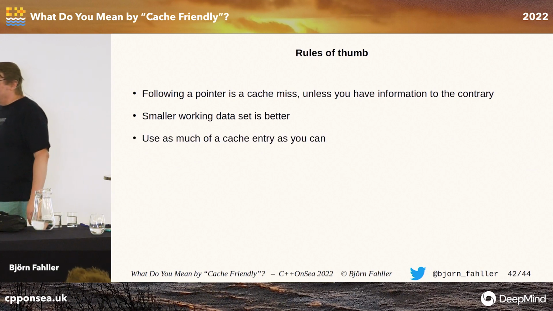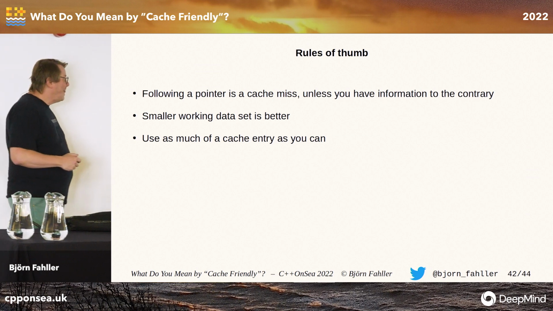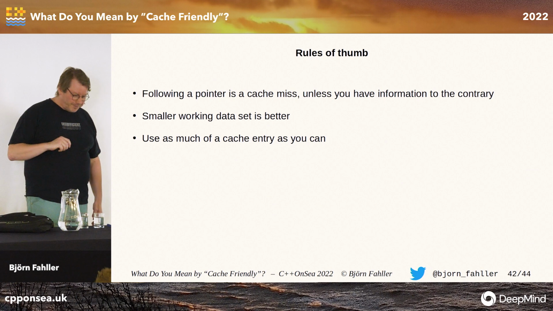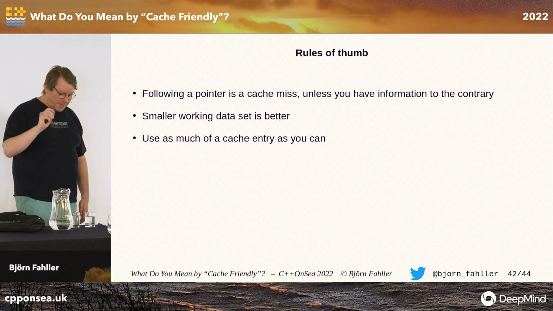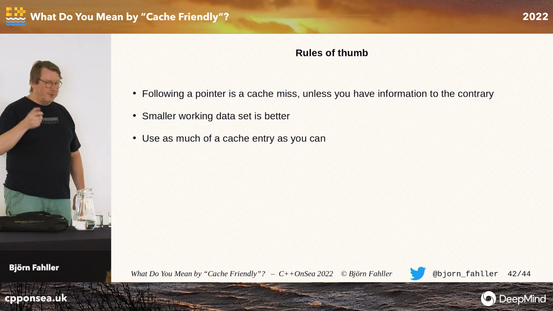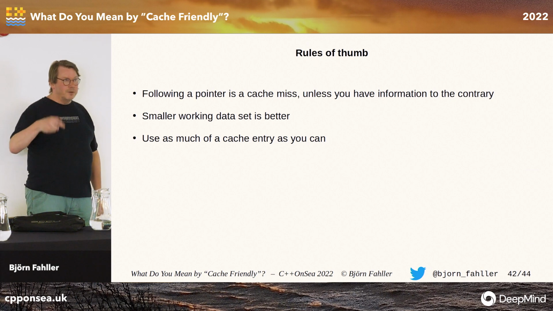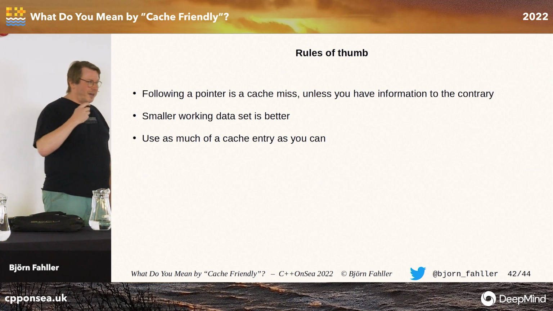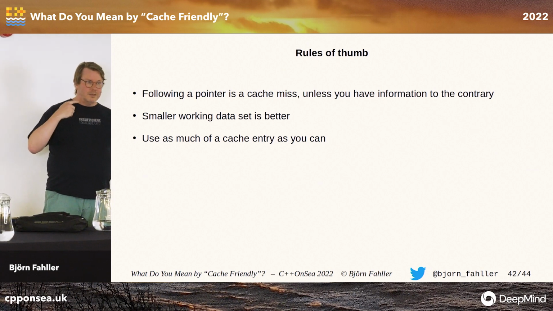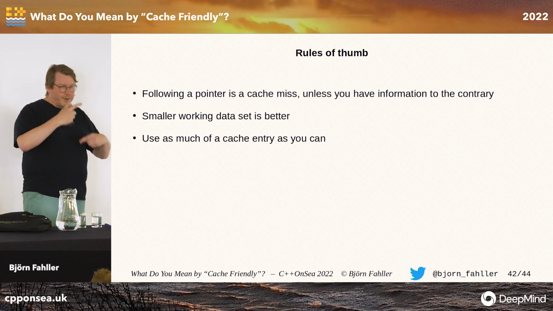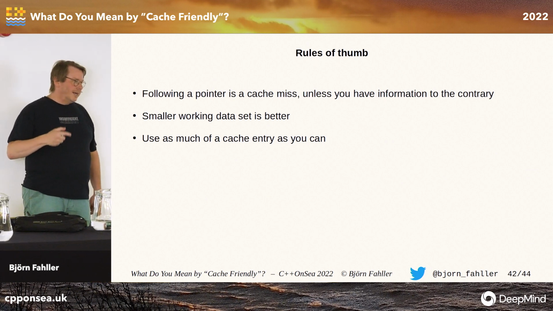Use as much of a cache entry as you can. I have a war story. We had a prototype board for doing telecom things, a PCI board. And I don't know if you know this, but the telecom world has a beat. It goes at 8,000 hertz. And this prototype board had an interrupt for every frame. So let's say we have one frame every 125 microseconds.